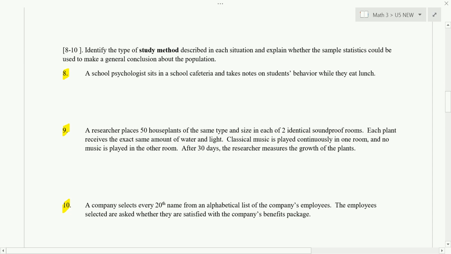An experiment is when you impose some kind of treatment, and the psychologist is not doing that. A survey is when you actually gather, like a questionnaire for the students. It doesn't indicate that that's happening either. So this is simply observing the students. So this is an observational study. So our study method is an observational study. Then we want to identify the sample statistics.